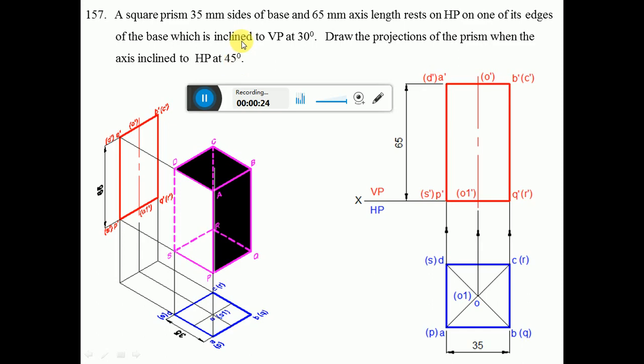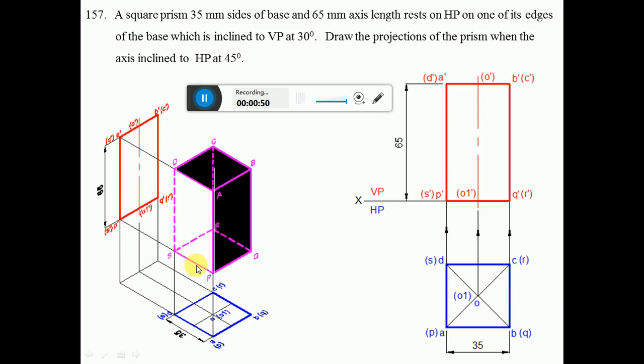Since it rests on HP, obviously we have to start the problem from HP. A square prism rests on one of its edges, so the edge which is resting on HP has to be perpendicular to VP. So here you can see the edges PS and also RQ are the base edges which are perpendicular to VP.